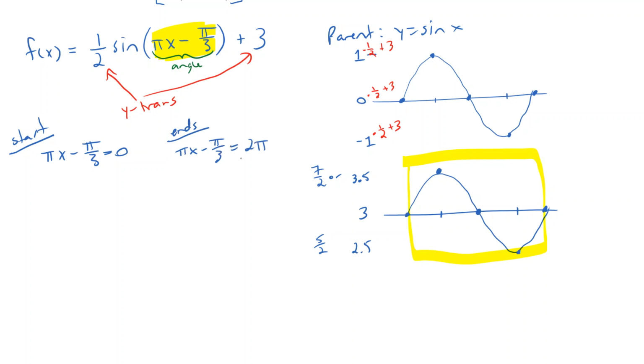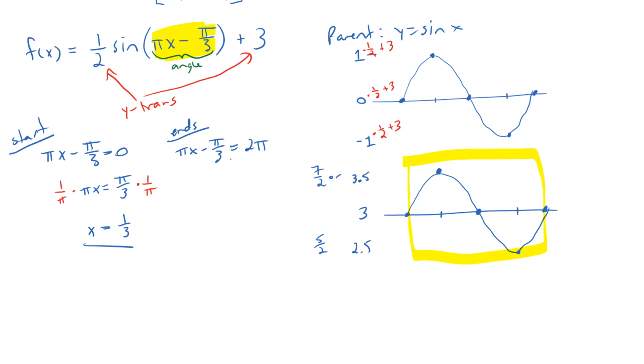Then I'm going to solve each of these for x. Here I'll add my pi over 3, and I'll divide both sides by pi, or if you like, multiply both sides by 1 over pi. It might be easier to see what happens then. 1 over pi times pi is 1, so we just get x. And over here, pi divided by pi is 1, so we just get 1/3. So this cycle is going to start whenever x is 1/3.